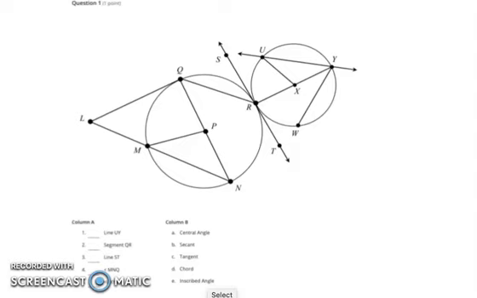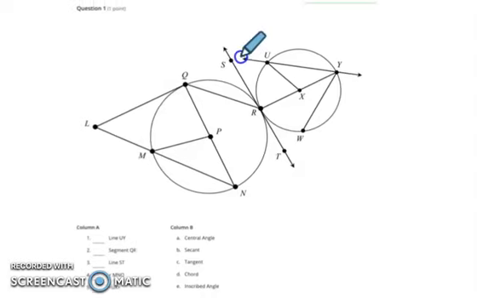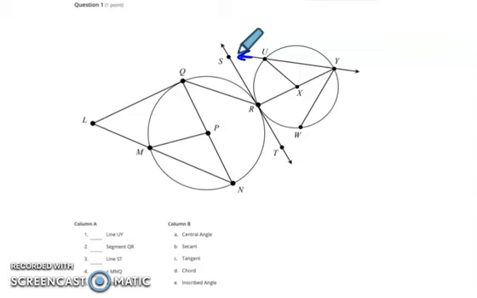So line UI, and line UI is this. Since they called it a line and not a segment, that means it extends beyond the circle. So we should be calling this a secant. So line UI is a secant. For me, that's going to be option B. This is a secant right there.